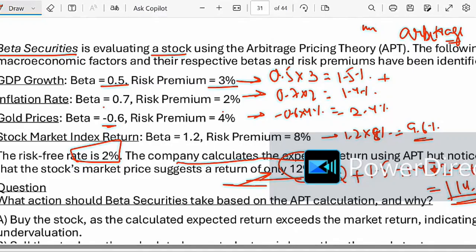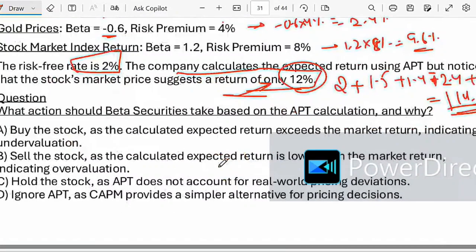So what they should do: option A, buy the stock as the calculated expected return exceeds the market return. Please answer now. I hope I have given you sufficient insight. Option B, sell the stock as the calculated expected return is lower than the market return. Option D, hold the stock and ignore APT. What do you think? Should they buy the stock? See, the market is suggesting a return of only 12%, but APT says that return is 14.6%. What should you do? That is what you have to answer.